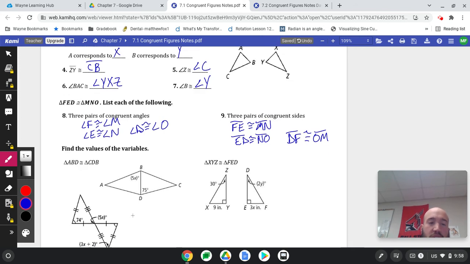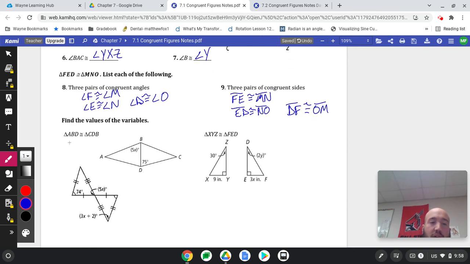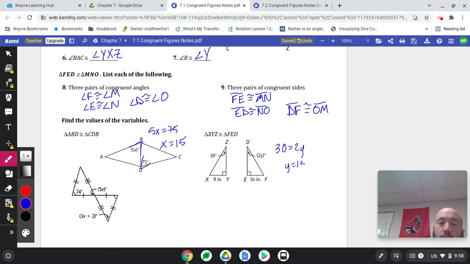All right, now, as we continue, find the values of the variables. So ABD is congruent to CDB. If that's the case, we look at these two pictures. ABD, that's right here, that angle. CDB, we know those match up, which means they will be congruent or equal. So 5x equals 75, we divide by 5, x equals 15. And our next one, XYZ is congruent to FED. So Z and D match up, 30 and 2y will be equal. So y will have to equal 15.